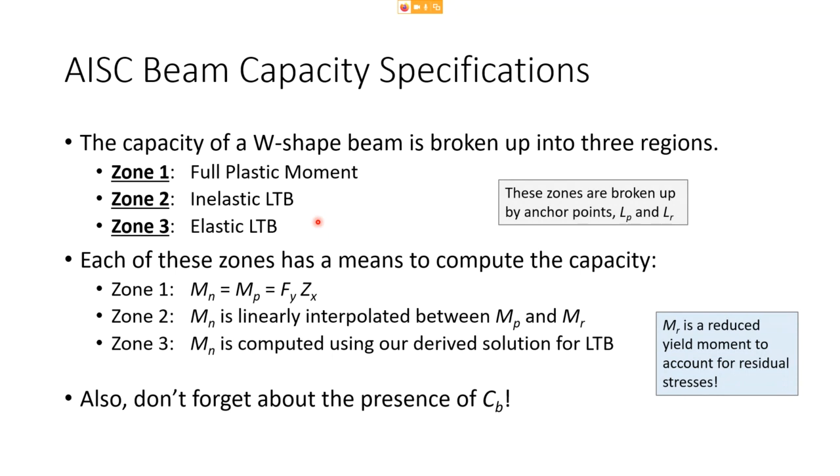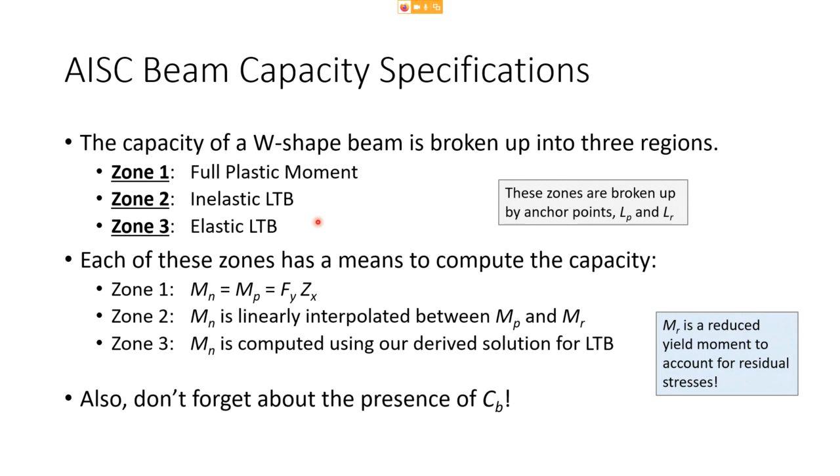So you look at your unbraced length and you ask yourself, well, if my unbraced length is smaller than LP, I'm in zone 1. If it's between LP and LR, I'm in zone 2. If it's bigger than LR, I'm in zone 3. And don't worry, we're going to go through all these terms and equations here in a bit.